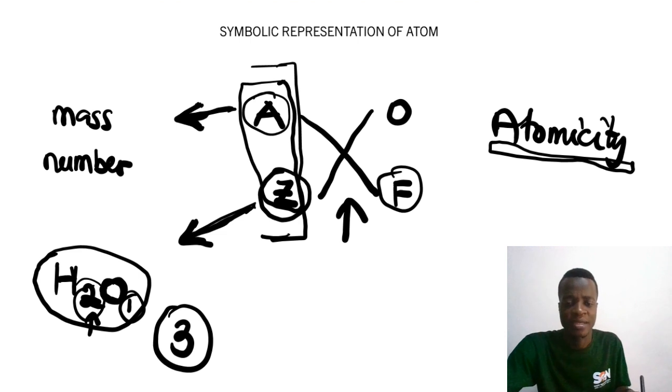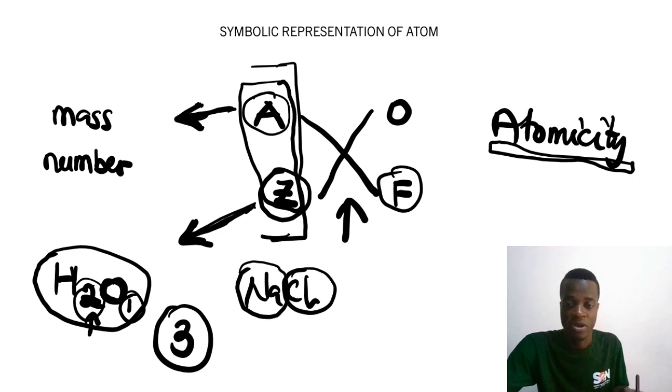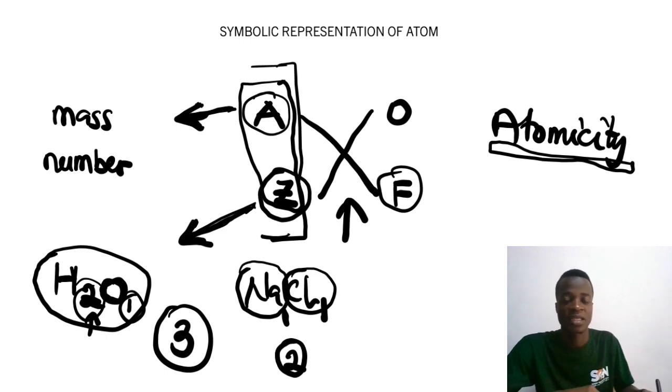And then let me say NaCl. NaCl is another example, right? Na is the symbol of sodium, and Cl is the symbol of chlorine. If nothing is written here, it is 1, right? The frequency of sodium alone is 1. The frequency of chlorine is 1. But the atomicity of NaCl is what? 2. So the number of atoms inside is just 2. Basically that. So that's the symbolic representation.